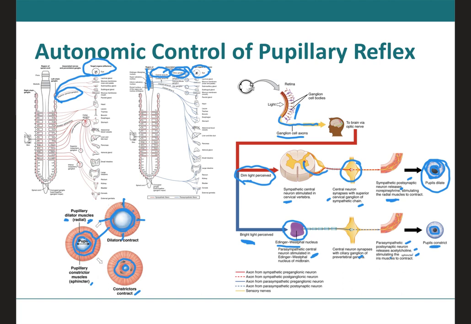So you can see two examples of how the sympathetic and the parasympathetic autonomic nervous system will function to complement each other.